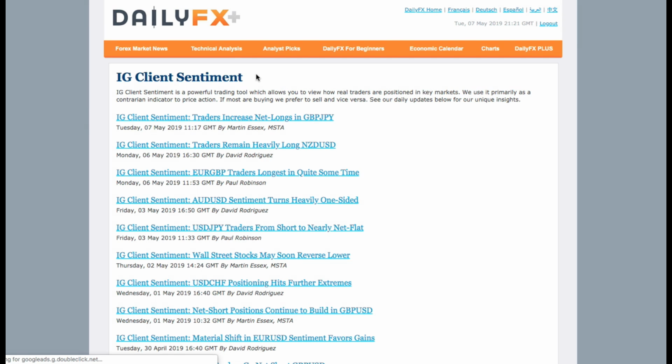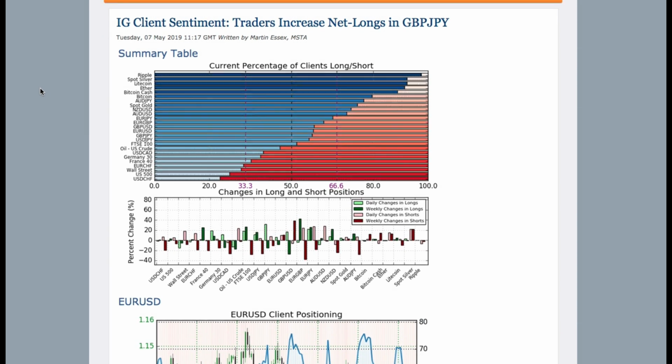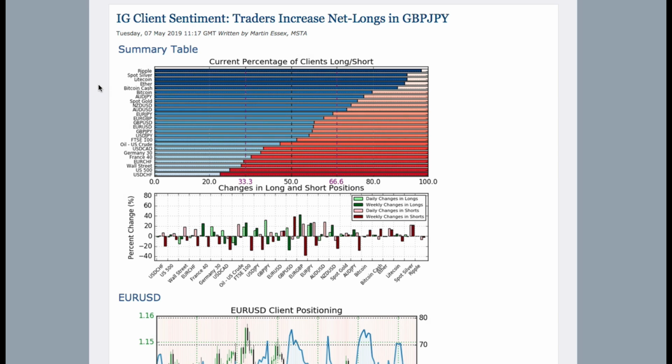Now, a beginner might look at this and think, oh, brilliant. If everyone's long the pound, for example, I'd better get long the pound because everyone can't be wrong, can they? And that's exactly why IG are offering this service: to fool the newer traders, the dumb money, so to speak. And the sad thing is, I've been there. I remember stumbling on this like it was yesterday and thinking, great, I've cracked it now. This is incredible. I'll just follow everyone.